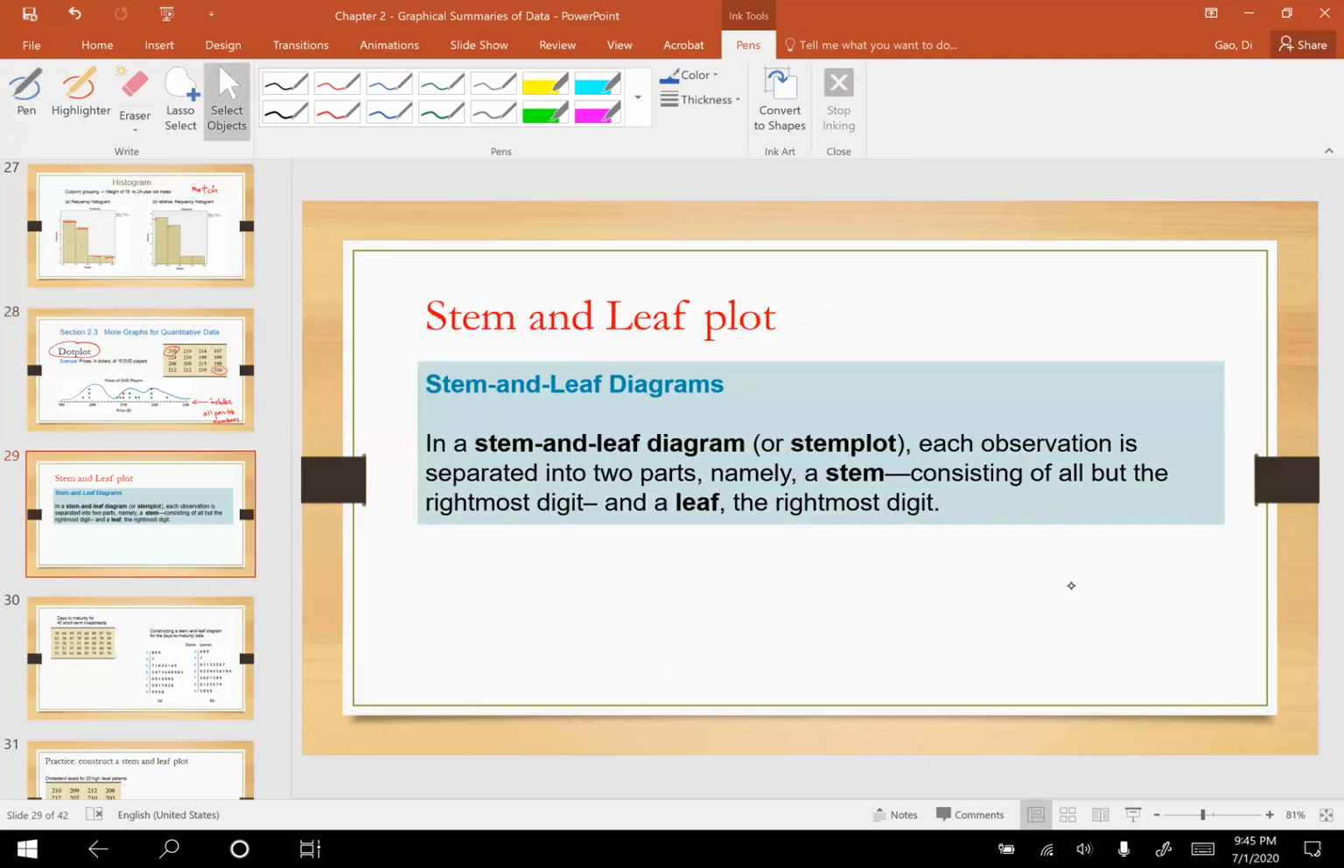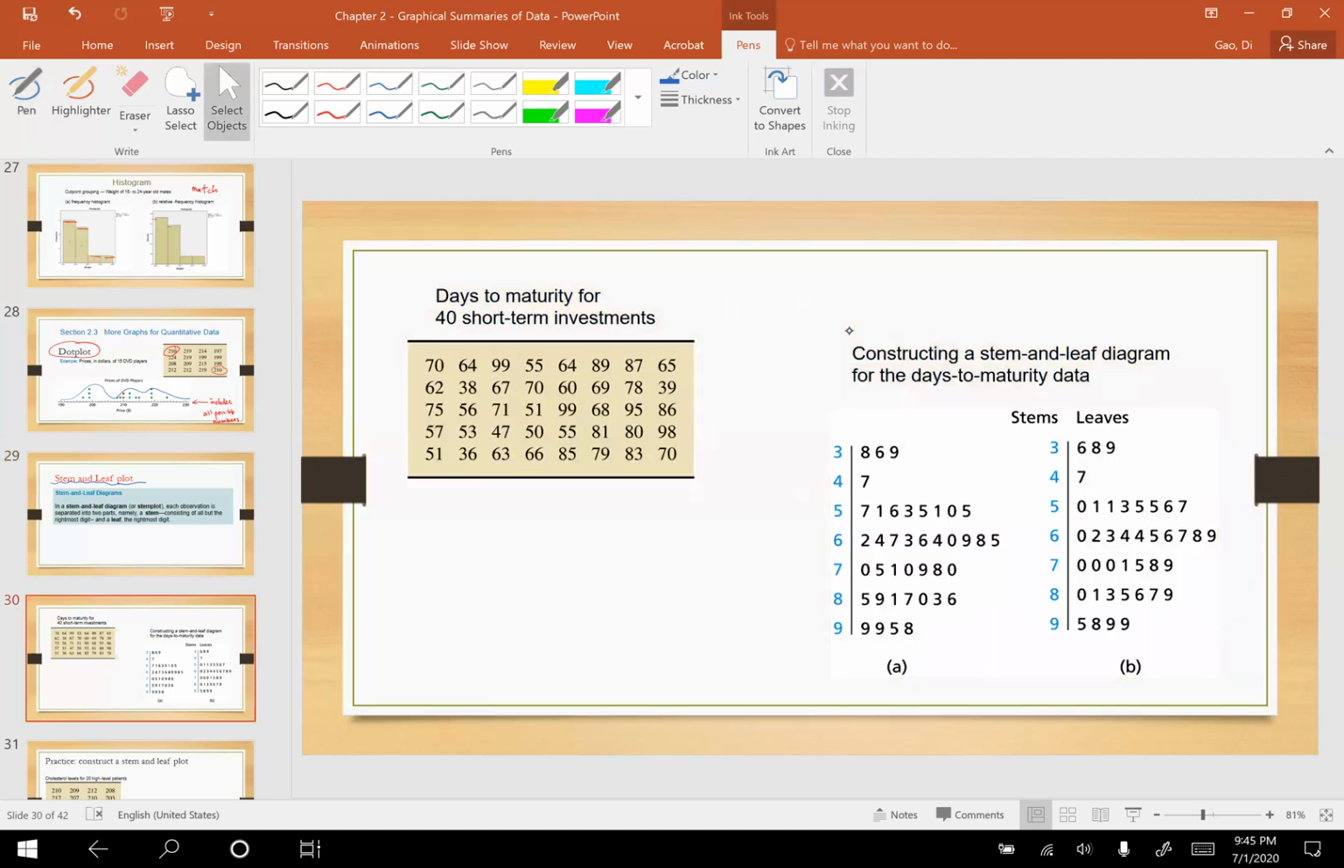After that, let's talk about the stem and leaf plot, which is really important. Some textbooks may call it a stem and leaf diagram. In a stem and leaf diagram or stem leaf plot, each observation is separated into two parts, namely a stem, considering all but the rightmost digit, and a leaf, which is the rightmost digit. That way we can clearly see how the data is distributed.